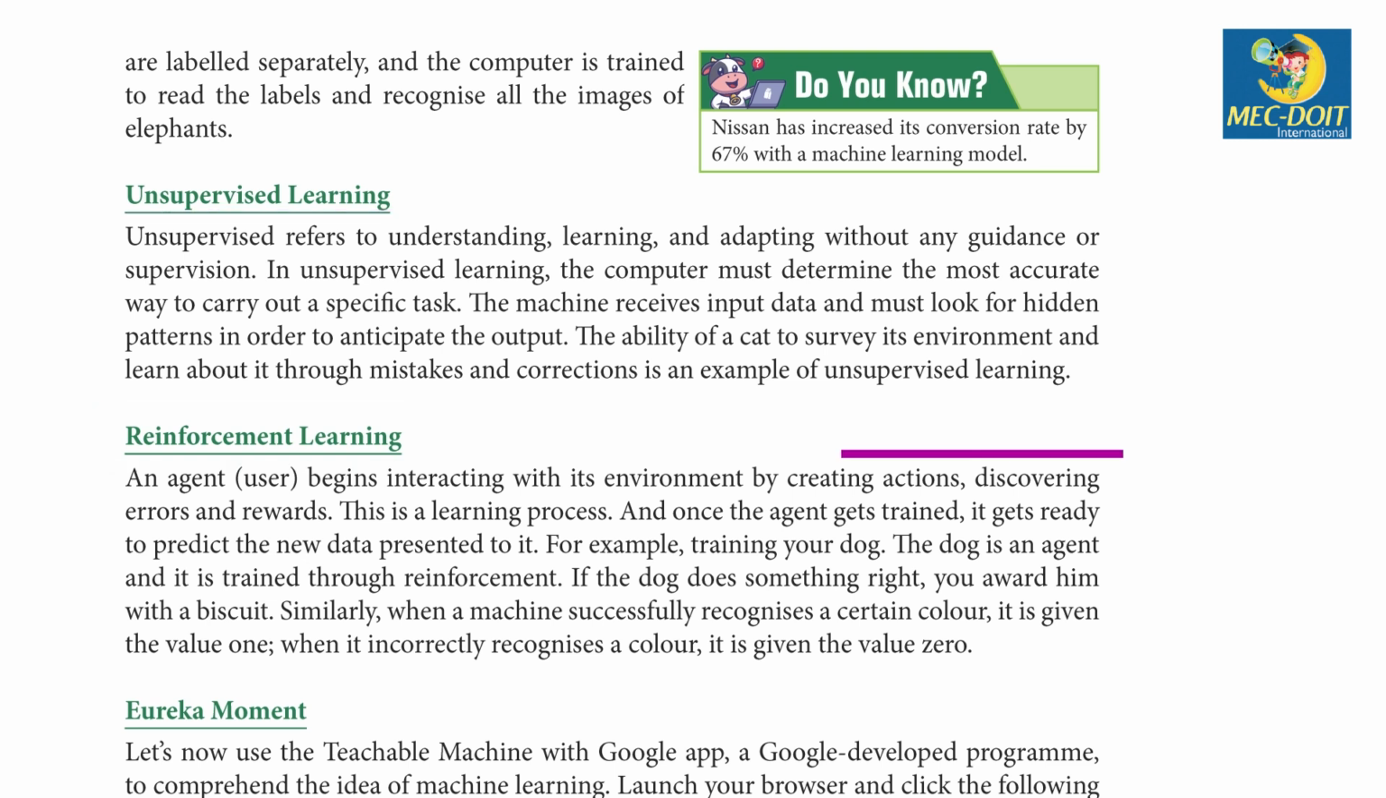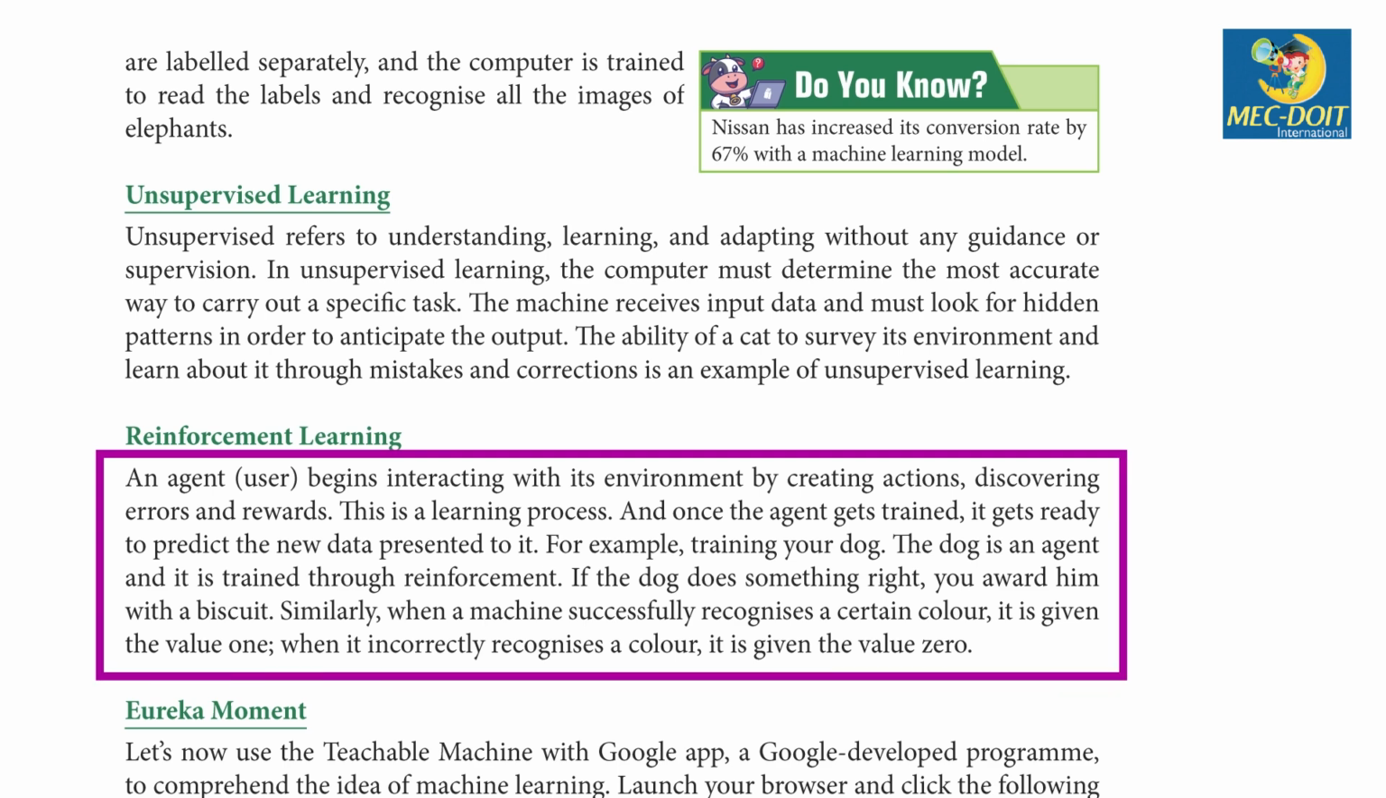Reinforcement learning. An agent begins interacting with its environment by taking actions, discovering errors and rewards. This is a learning process, and once the agent gets trained, it is ready to predict on new data presented to it. For example, training your dog. The dog is an agent and it is trained through reinforcement.